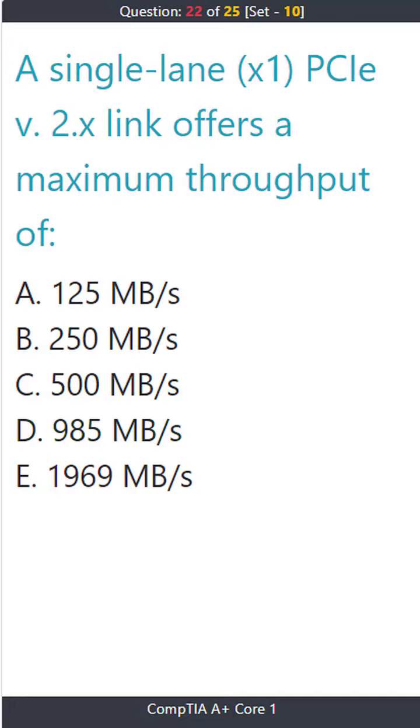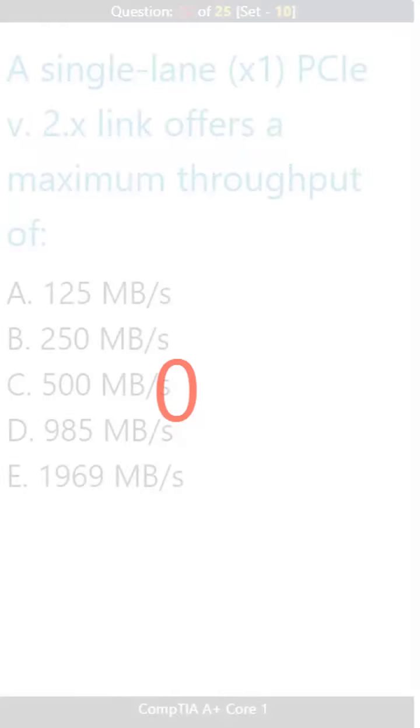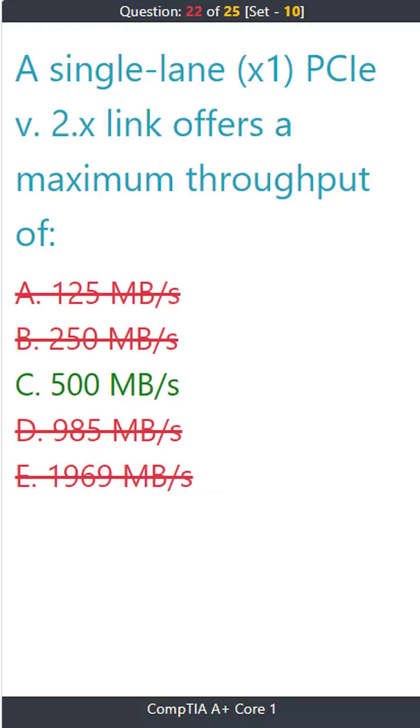Question 22. A single lane, X1, PCIe v2.x link offers a maximum throughput of A. 125 MB/s, B. 250 MB/s, C. 500 MB/s, D. 985 MB/s, E. 1969 MB/s. The correct answer is C. 500 MB/s.